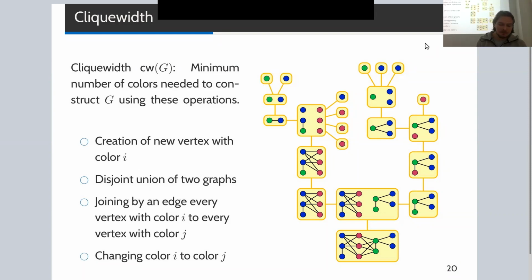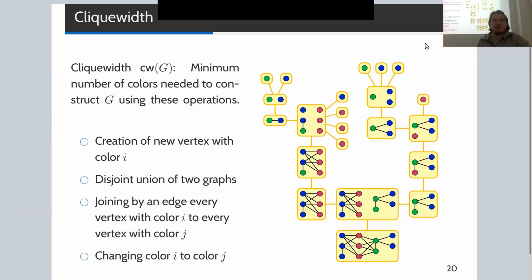The third operation you're allowed to do is to connect every vertex that is green to every vertex that is blue. So for every color i and color j, you can connect all vertices of color i with all vertices of color j. And this is what happens here. In the step between these two graphs, you said connect everything that is green to everything that is blue, and you get a new graph.